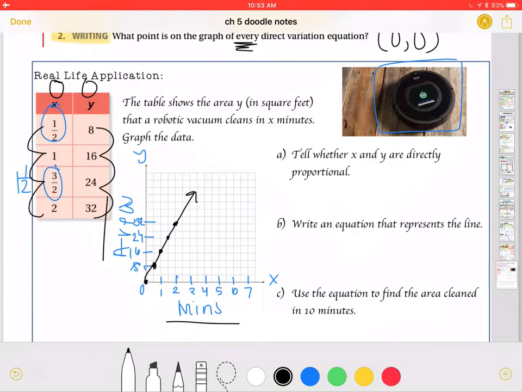So tell whether X and Y are varying directly here. Are they directly proportional? Well, look at your graph. Is it a straight line? Yes.